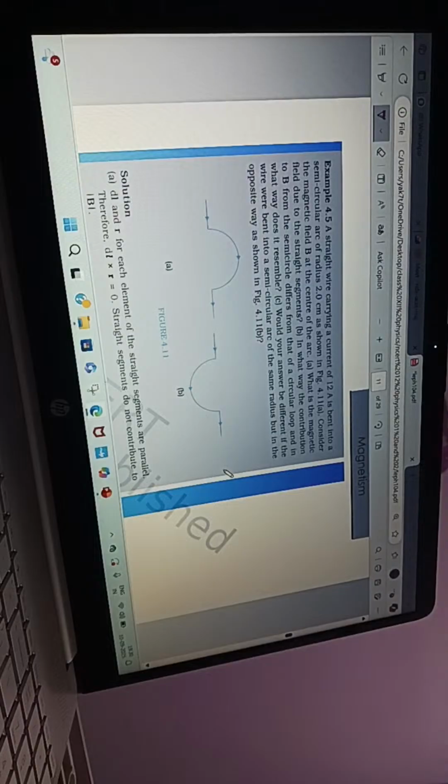A straight wire carrying current of 12 amp is bent into a semicircular arc of radius 2 cm as shown in figure 4.11. Consider the magnetic field B at the center of the arc. What is the magnetic field due to the central straight segments? In what way does the contribution of B from the semicircle differ from that of a circular current loop? In what way does it resemble? Would your answer be different if the wire were bent into a semicircular arc of the same radius but in the opposite way as shown in figure 4.11b?